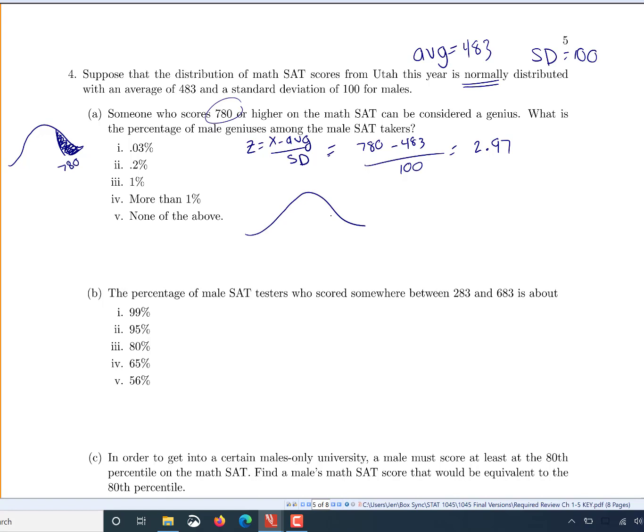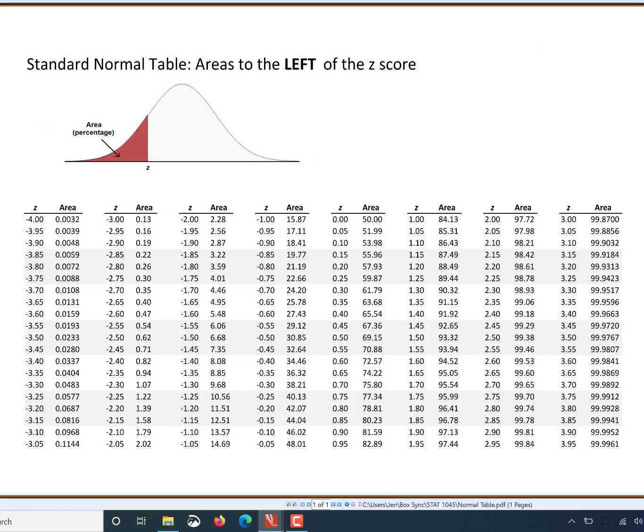And I draw my picture. So here I had 780, but I've rescaled it to my standard units. So Z is equal to 2.97. And I want this area to the right. So I'm going to pull up my normal table. And I look for 2.97. It looks like I'm at 2.95 or 3.0. I say just pick the closest one. I'm not going to try and make you find averages or extrapolate somehow. So it looks like this area is 99.84. But wait, that doesn't seem quite right. That's my area to the left, and I wanted the area to the right.